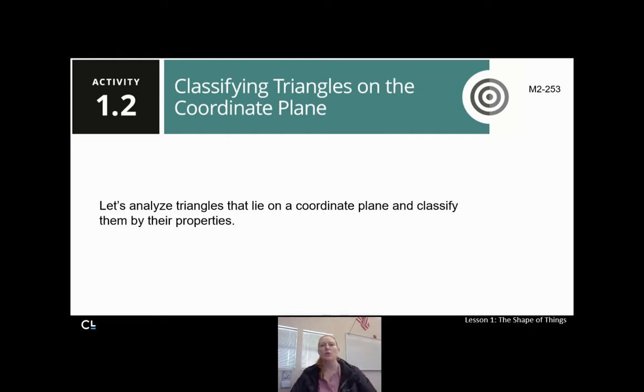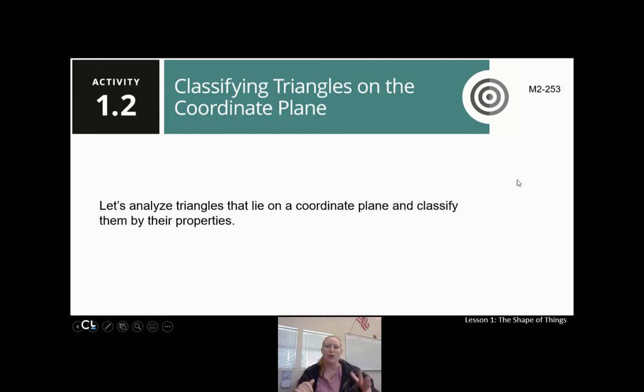So last time we were doing distance formula, and it was related to the Pythagorean Theorem and figuring out how to find the distance between 2 points on a coordinate plane. We're going to keep doing some more of that today. We're going to use it a little bit today to help us out with some triangles and some quadrilaterals. We're going to do activities 1.2 and 1.3 in your book, so make sure you're on page M2-253 to get this party started. So as I said, we're going to analyze triangles that lie on a coordinate plane.